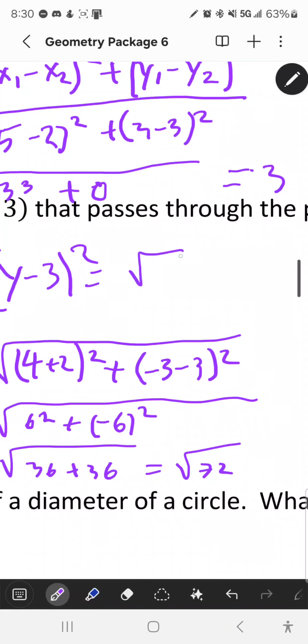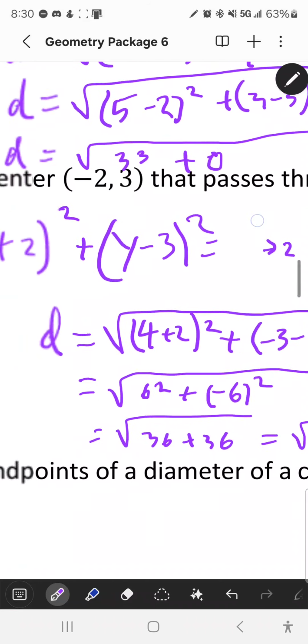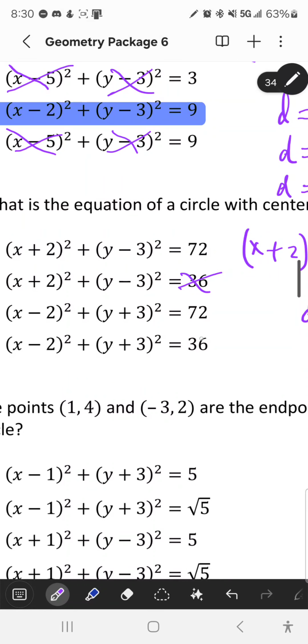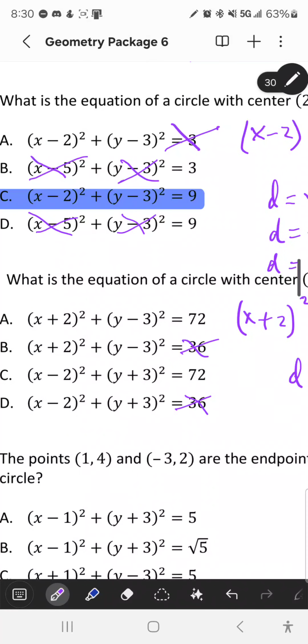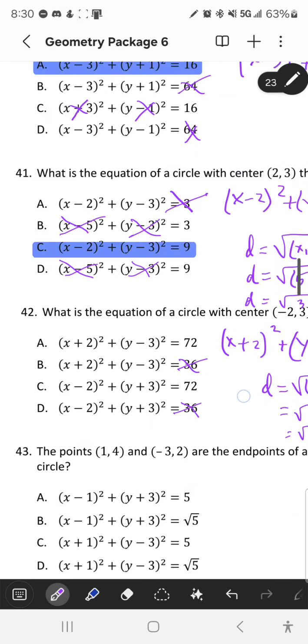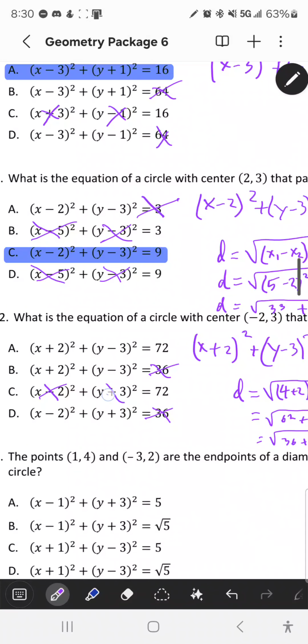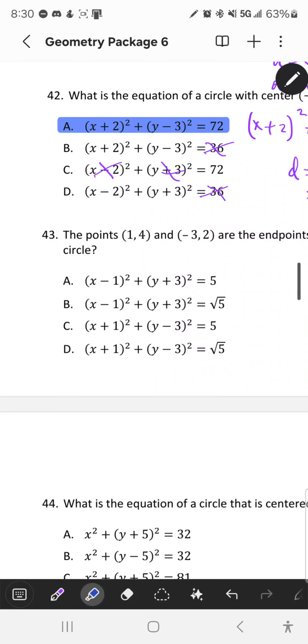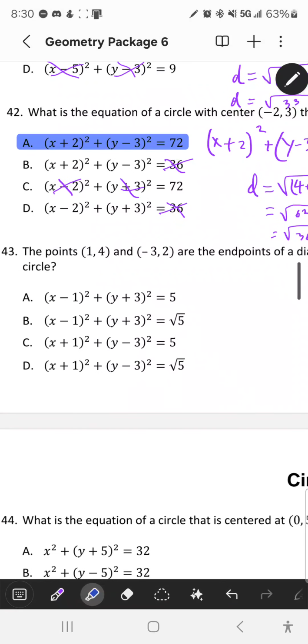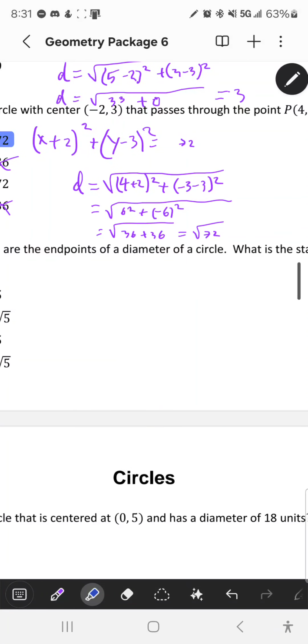Now since we are doing the radius squared, we can just cancel out and we'll get 72. So we take out this, and now we say x plus 2, y minus 3, which is option A.